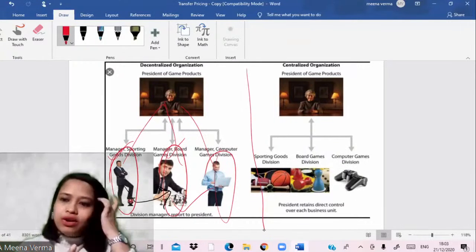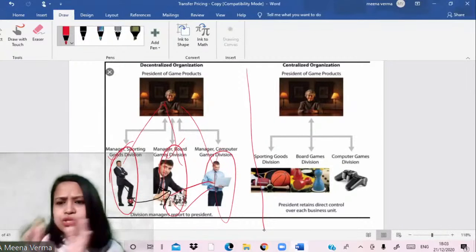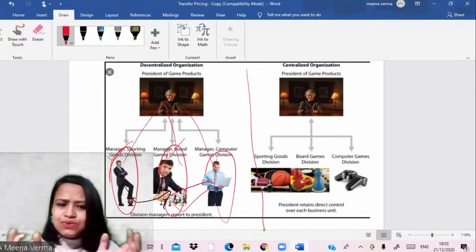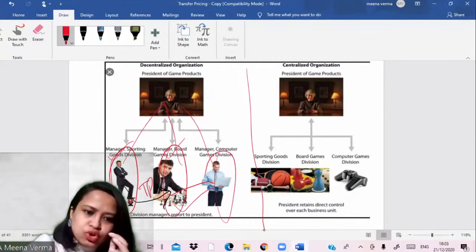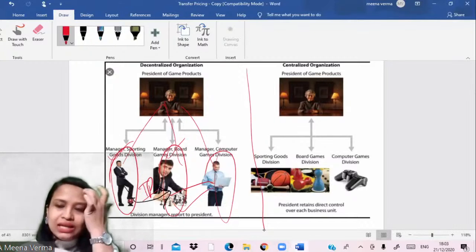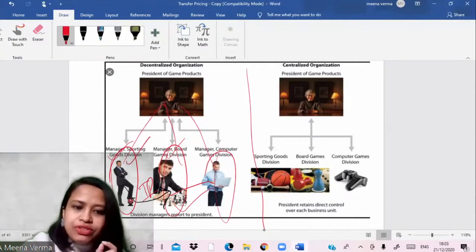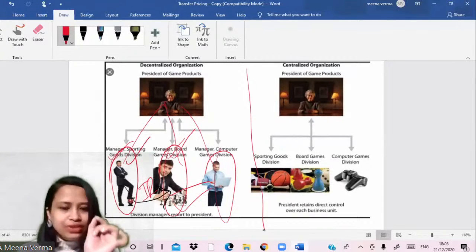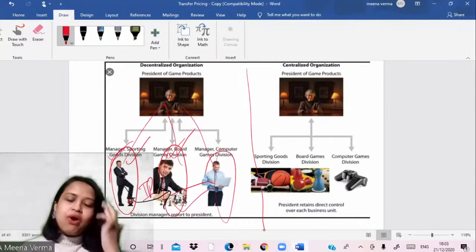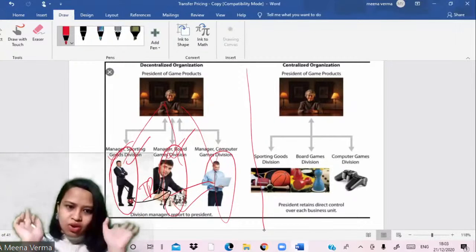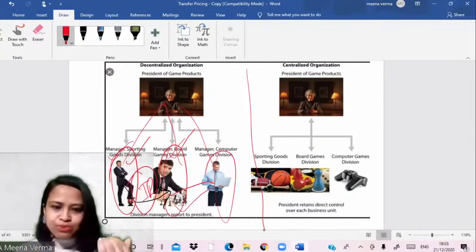This is goal congruence. We will decide the transfer price of the goods or services or any other things which we are transferring from one division to another division. The transfer price should be such that it should not just improve the profitability of each individual division manager, but also the profitability of the entire organization. The transfer pricing should be in such a manner.